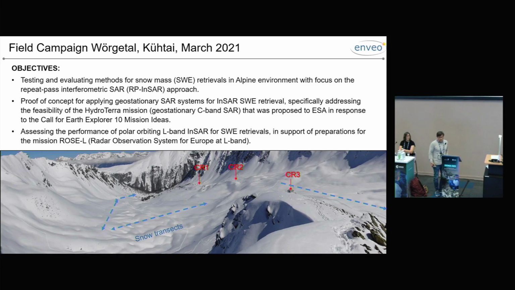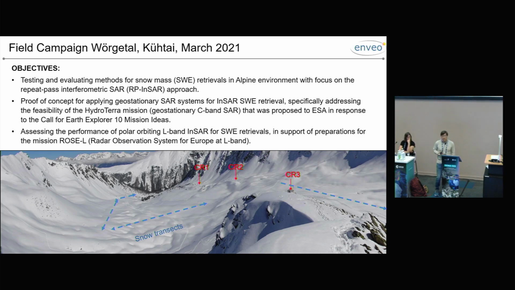The objective was that we are testing and evaluating methods for snow mass in alpine environments where high resolution, in the order of a couple of tens of meters to 100 meters, is needed. And we are focusing here on repeat pass interferometry, applying this approach. This experiment was carried out with an airborne campaign in collaboration with DLR. And we want to prove a concept for applying a geostationary SAR system for InSAR retrieval.